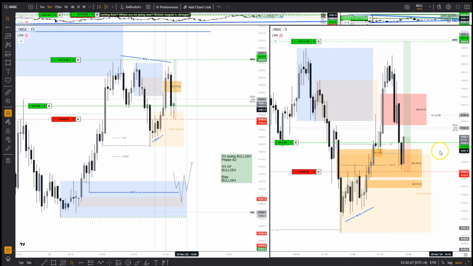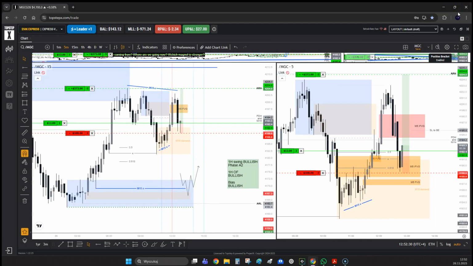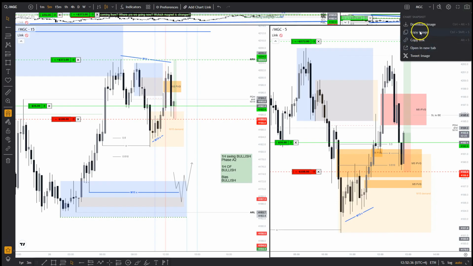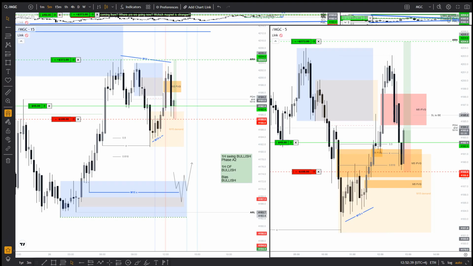Okay, let's take a picture. Copy image. Now, what time is this? This is 3:52. So almost the first hour of the London session, of the London opening, is finished. Almost 1 hour. Okay, so this is 12:52 Dubai time, and we have a second trade open. That's LC1.